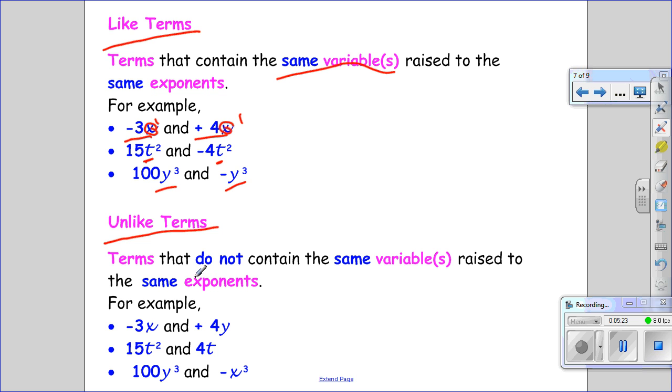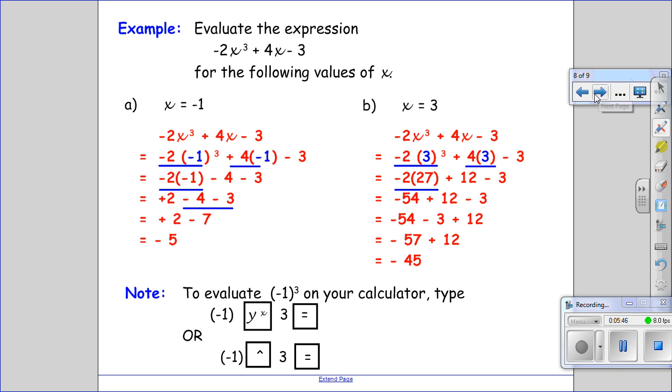Unlike terms do not have the same variable raised to the same exponent. So if I look, negative 3x and positive 4y, they're not the same letter. t squared and t, well, t has an exponent of 1, so the exponents are different. 100y cubed and negative x cubed have the same exponent, but the letter's different, so they're not like terms.